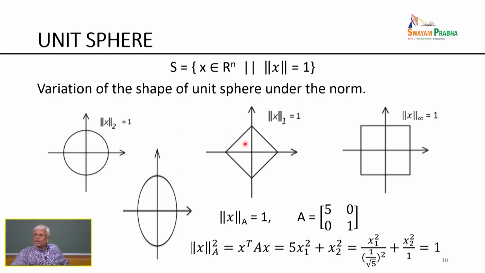The unit sphere in one norm has this rhomboidal shape. The unit sphere in infinity norm has this shape. The unit sphere in the energy norm, when I pick the matrix A to be 5001, is this. Everybody with me, please? The geometric ideas are the same. So what does this mean? The shape depends on the concept of a norm.